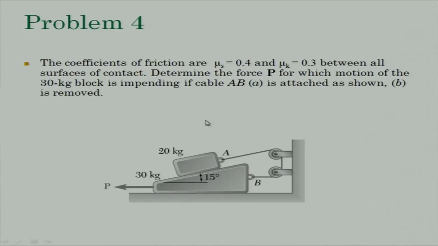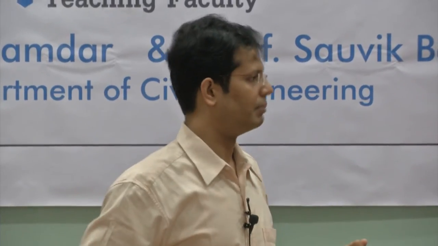The definition of this problem states: what is the force P that you should apply to this system for which the motion of the 30 kg block is impending? Or sometimes you may rephrase the problem in a different way: what is the minimum pulling force you should apply to this block so that this entire assembly is no longer in equilibrium. You can rephrase it in another way.